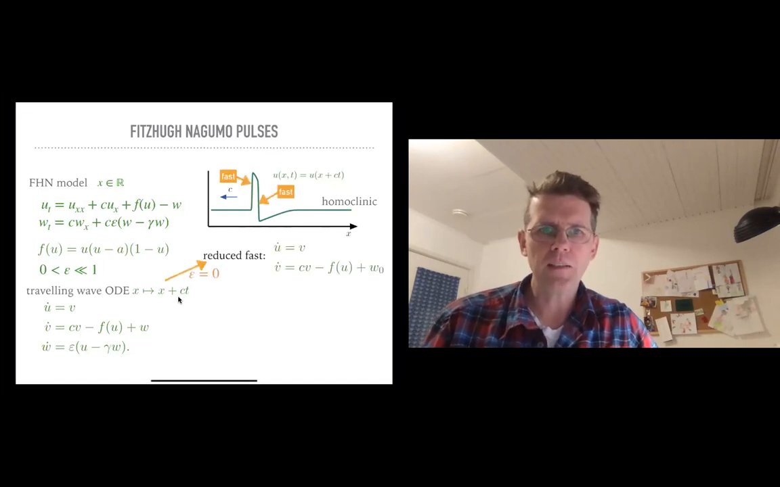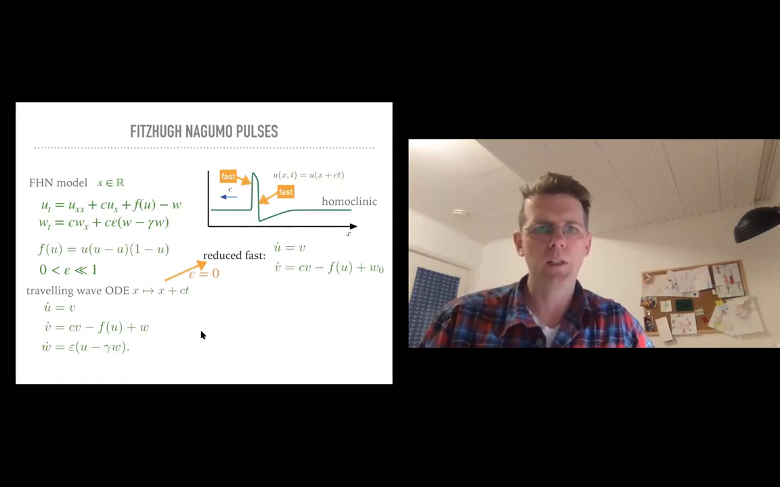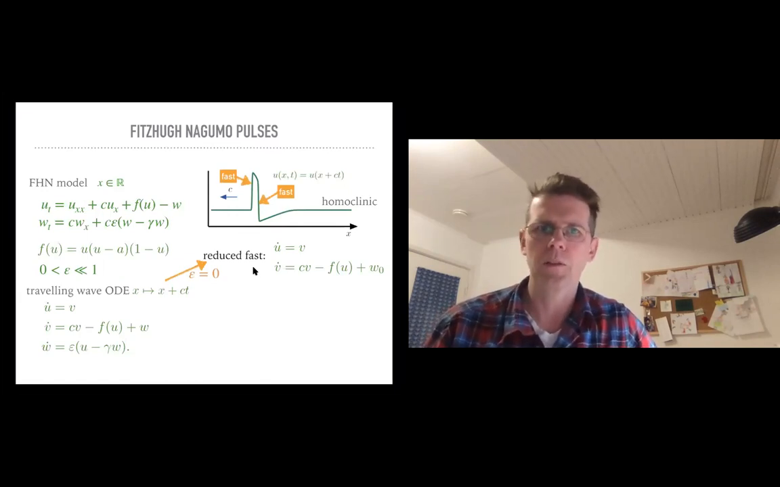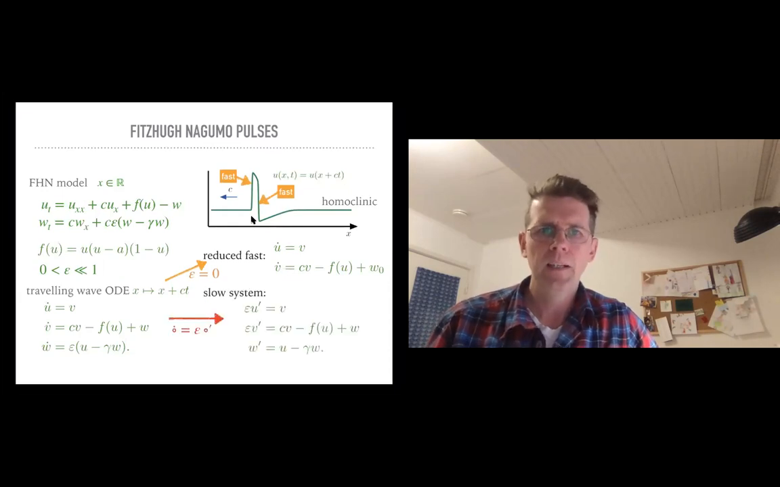The reduced fast system, as it's called, is obtained by just setting epsilon to 0. Then we basically lose this last equation and have the system of u and v, where w enters as a parameter. The solutions of that ODE can be found in the profile as these fast parts here. Of course, they are perturbed from it, because here we are in the epsilon equal to 0 limit, whereas the picture is for positive epsilon.